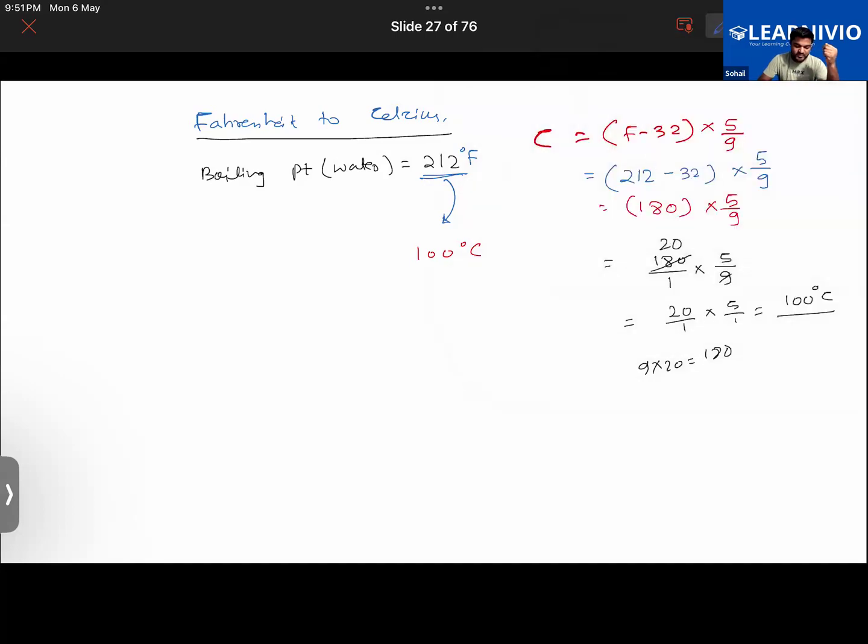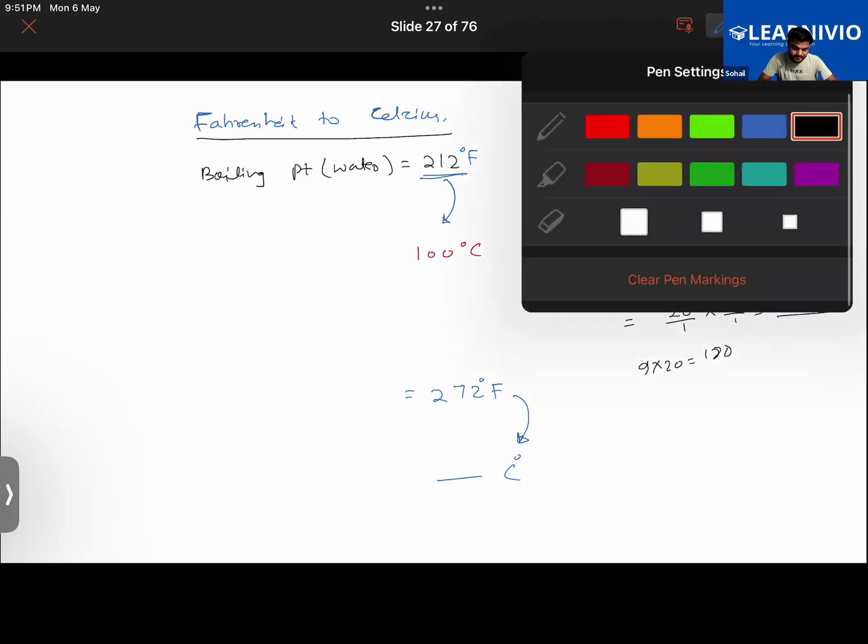This one you guys would be solving yourself. What would this be? 272 degrees Fahrenheit. Convert this into degrees Celsius. You have understood the method, I believe. Whatever value is there, just put it in place of F and do the calculation. You would be getting the answer.